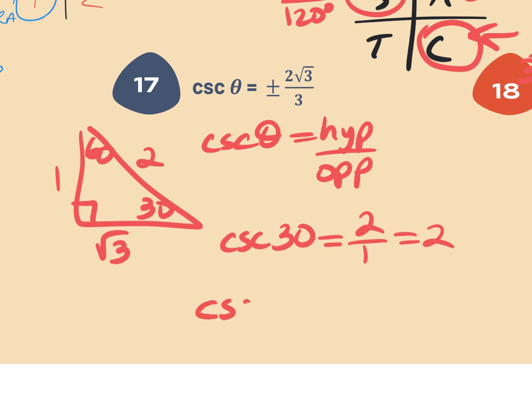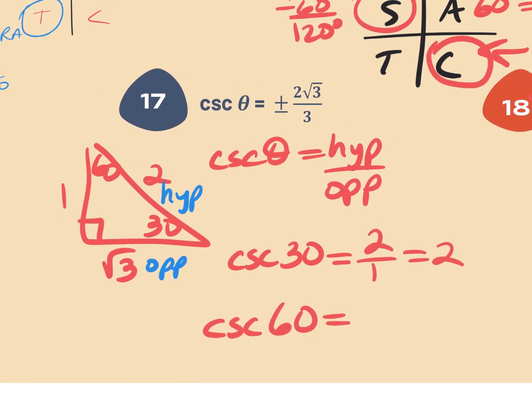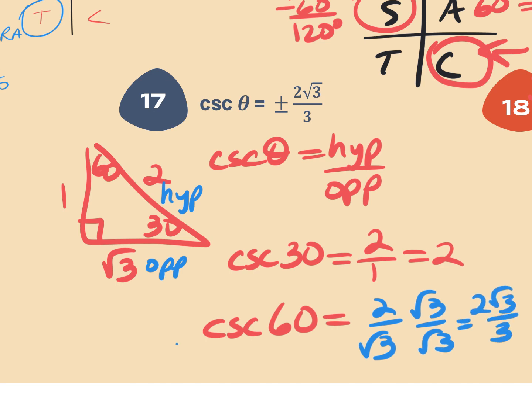So if I do cosecant of 60, in relation to the 60, this is going to be opposite. And this is my hypotenuse. This is what I needed. So here if I do 2 over root 3, I got to rationalize. And this gives me what I was looking for. So my reference angle is the 60.